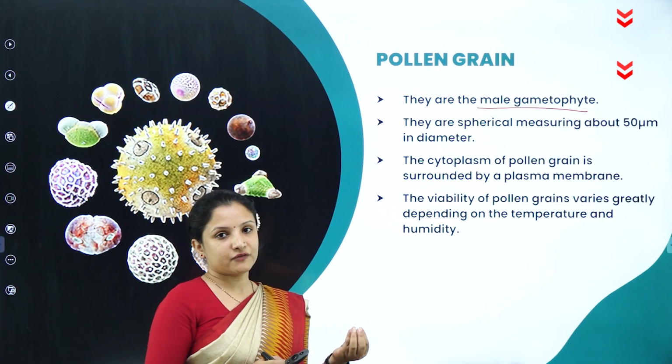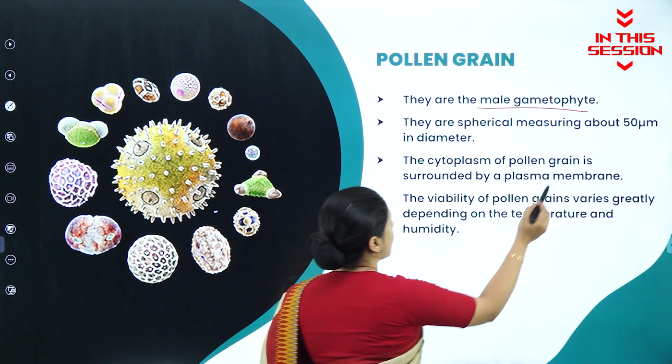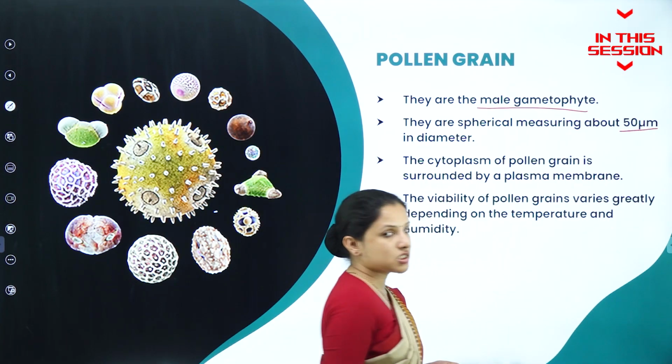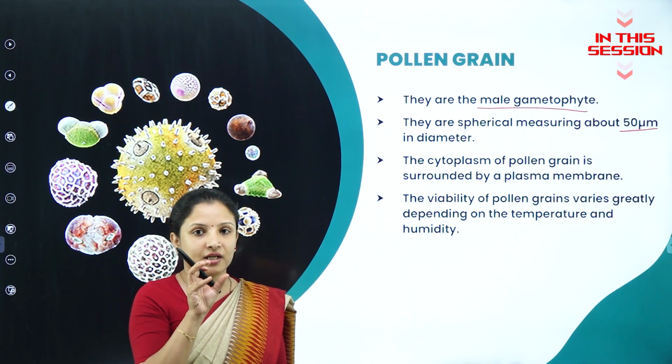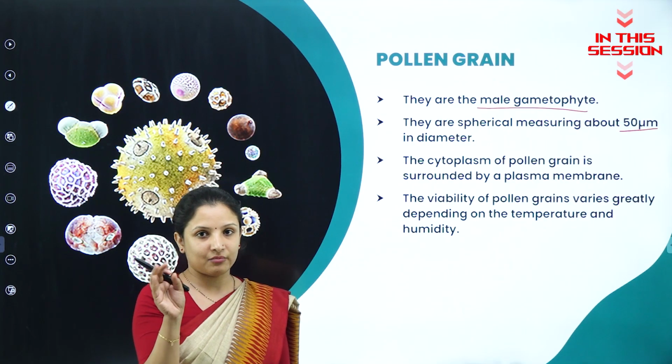What is the size of the pollen grain? The size of the pollen grain is about 50 micrometer in diameter. They are circular in nature, so that is why we measure them in diameter.